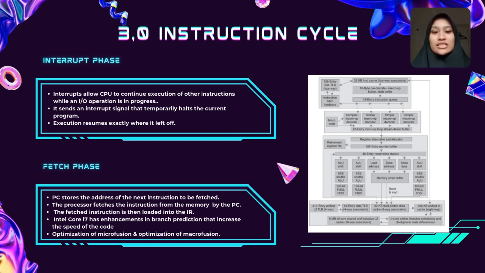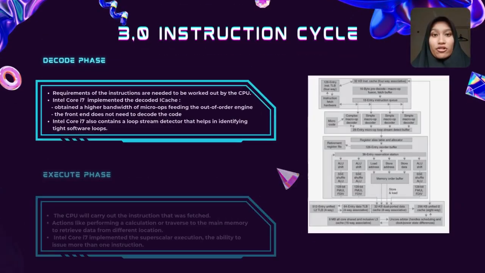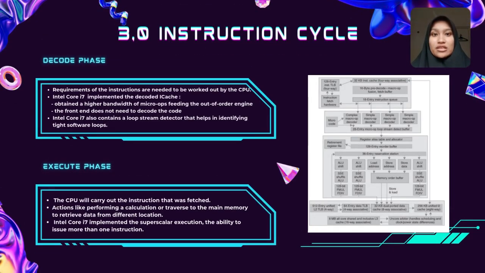Next is the decode phase, where the CPU works out the requirements of the instructions, translating them from high-level language into machine language. In the Core i7, they implemented a decoded I-cache to recycle and reuse previously decoded instructions, saving power and reducing heat.